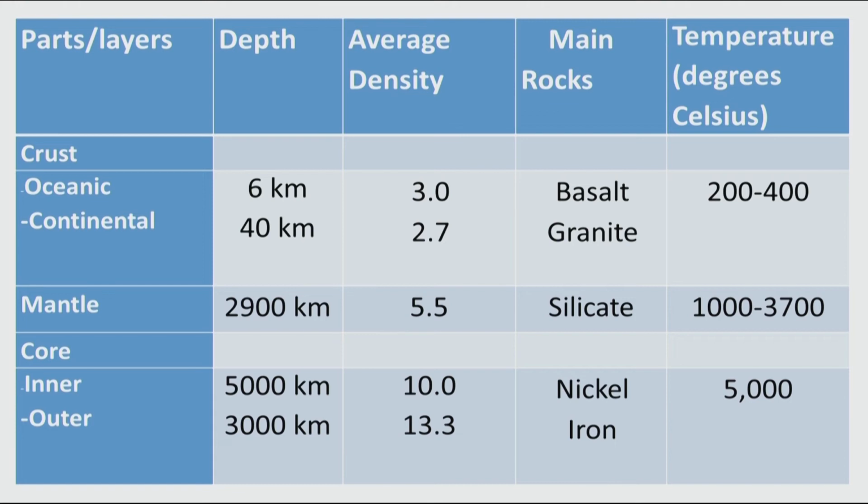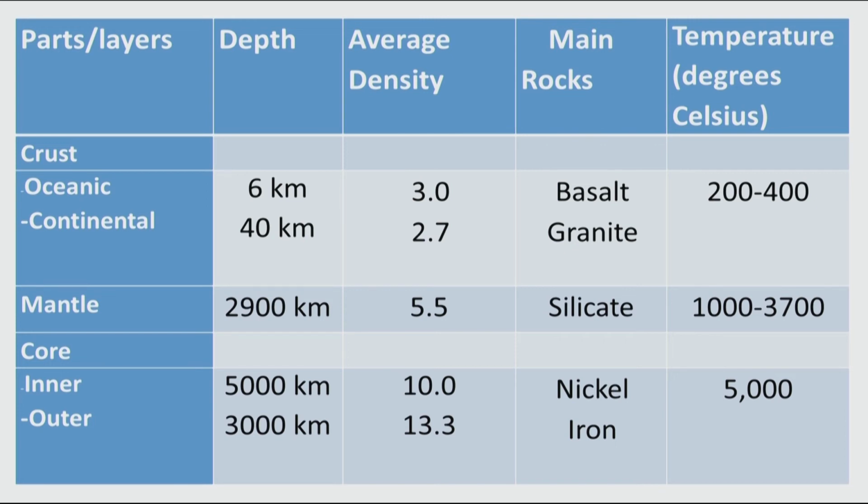So this brings us to this table you are able to see. At least it will help us to summarize the characteristics that we've been looking at: the depth, the average density, the main rocks, as well as the temperature in degrees Celsius.